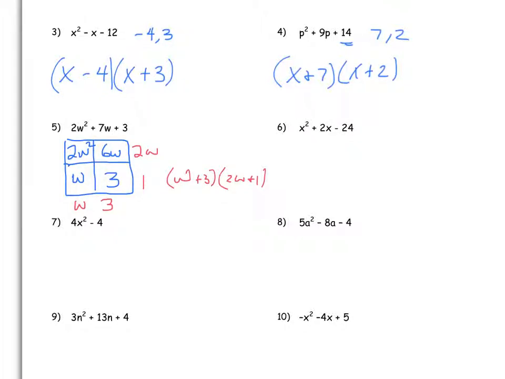Number 6, again, leading coefficient 1. What 2 numbers multiply to a negative 24 that are 2 apart and have to add up to a positive 6? Negative 4.